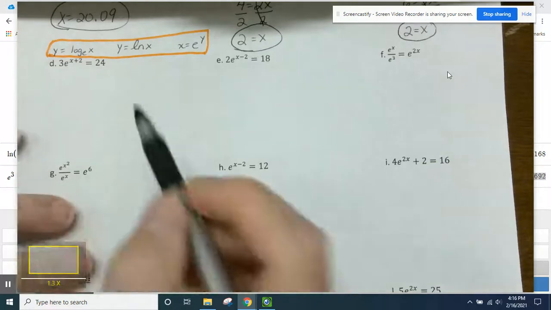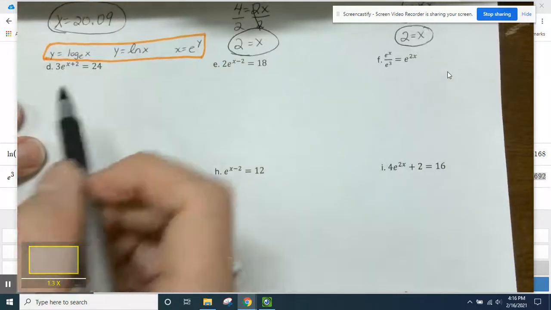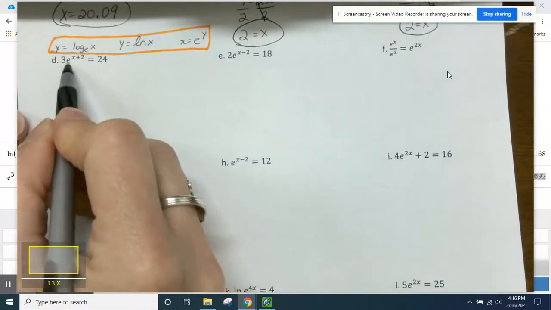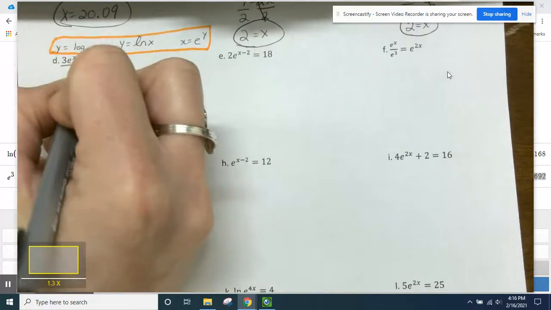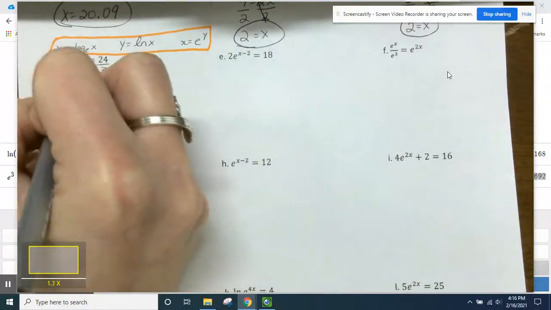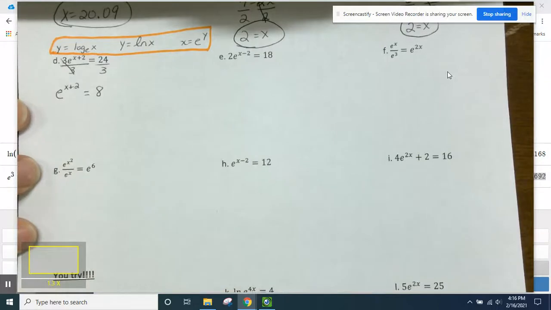All right, so we have 3 times e to the x plus 2 equals 24. Now, the first thing we have to do is get rid of that 3 because it can't be over there with our e to a power. So that's being multiplied, so to undo, we divide. That gets rid of that 3. So we're left with e to the x plus 2 equals 8 because 24 divided by 3 is 8.